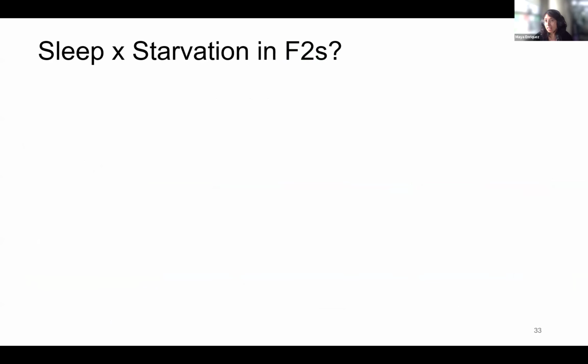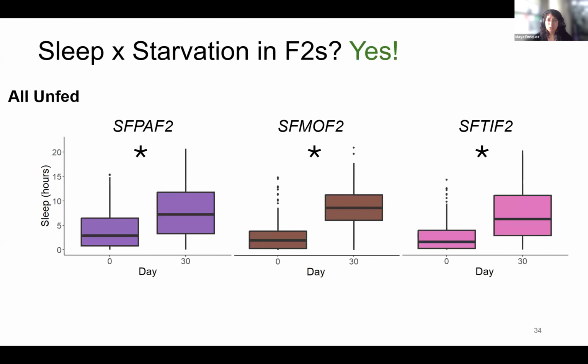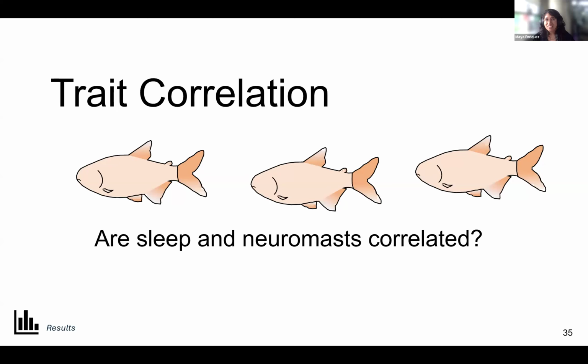Then in our hybrid population, we weren't really sure what to expect here, but we saw highly, highly significant difference where almost all hybrid individuals, on average, were sleeping way more on day 30 on starvation versus that baseline of day 0. Okay, and then the major piece is, do we see sleep and neuromast correlated? The whole point of my paper.